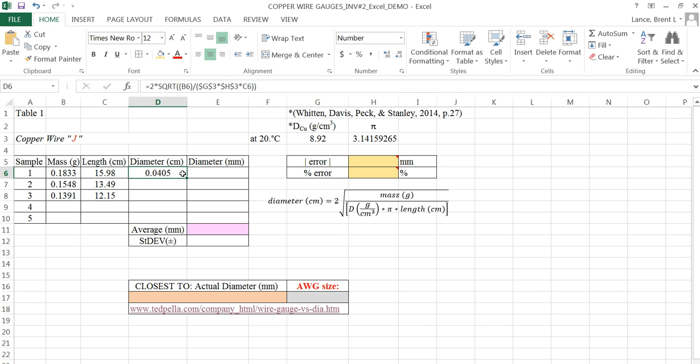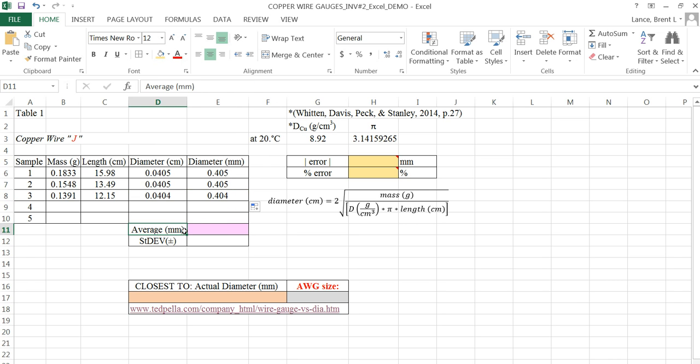And then what you can do is go to the right-hand corner at the bottom and drag that down for the other 3 measurements I've made. And then in the diameter in millimeters cell, you can type in equals that cell times 10. And again, you have to increase the decimal, keep your 3 sig figs, and drag that down. Okay, so that way I can check and see if you typed in the formula correctly for each one.